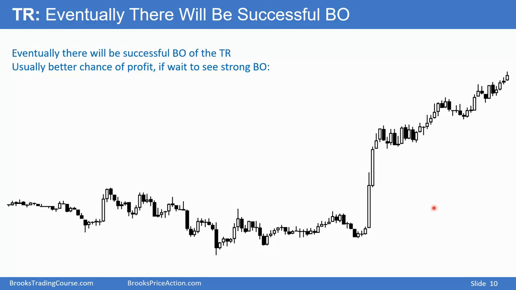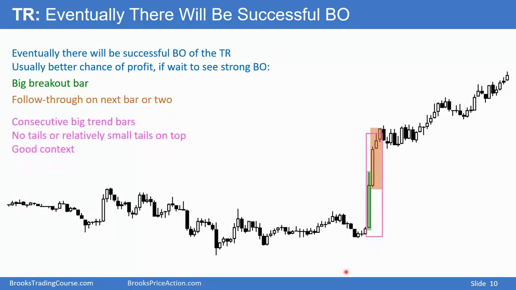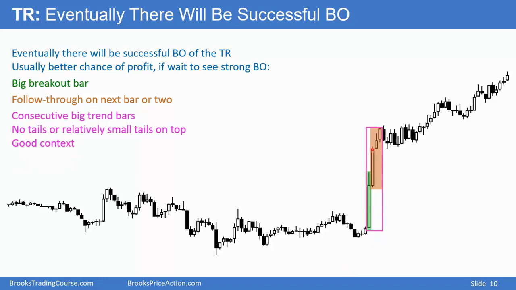Now, what do I mean by a strong breakout? Well, it's good to have a very big breakout bar. It's good to have follow-through on the next bar or the next 2, 3, or 4 bars. Consecutive big bull trend bars increase the chances of a successful breakout. No tails or small tails on the tops of the bars. The close of this bar above the high of many bars. Here, this close is above the high of the past 50 or 60 bars.